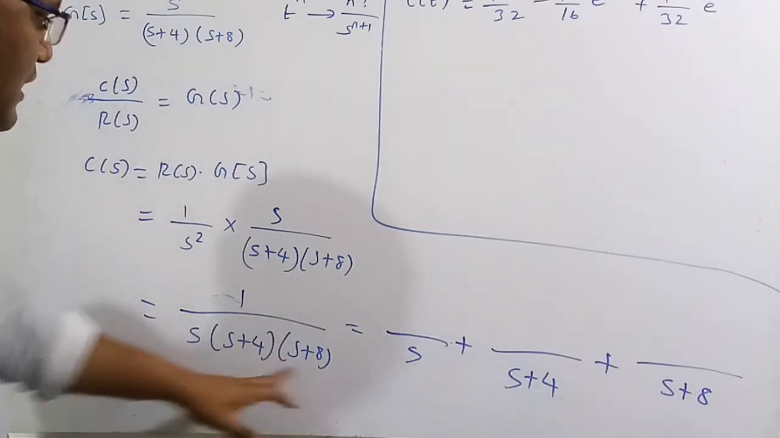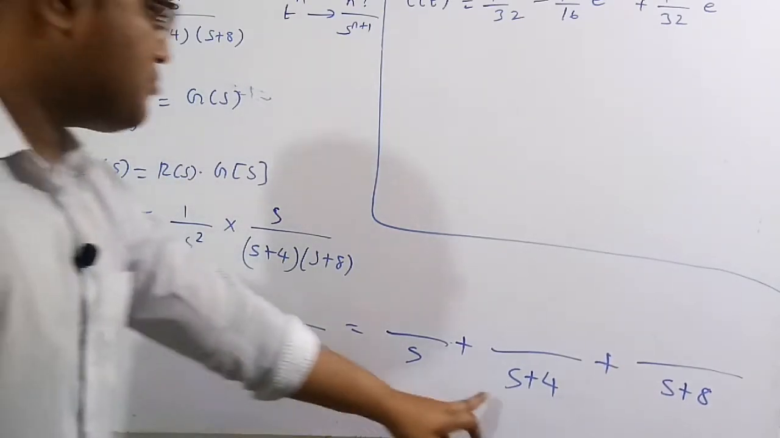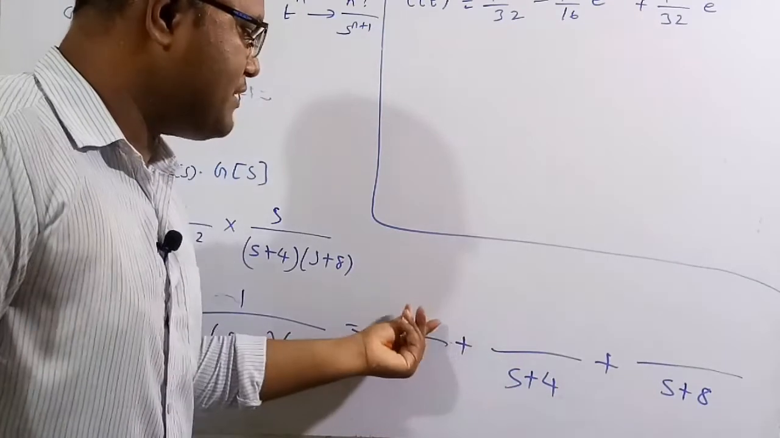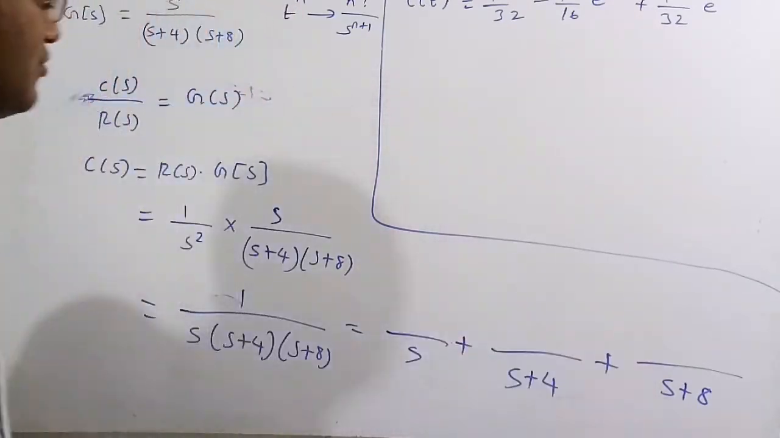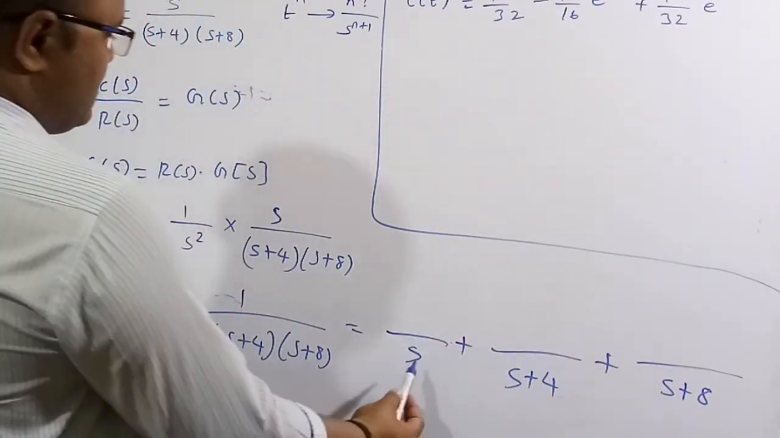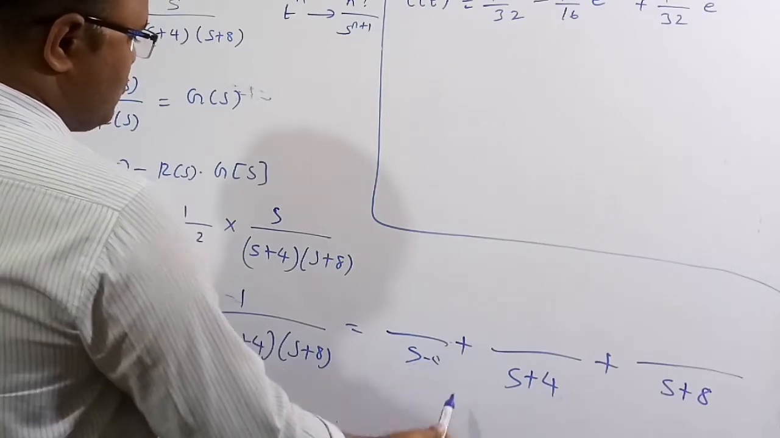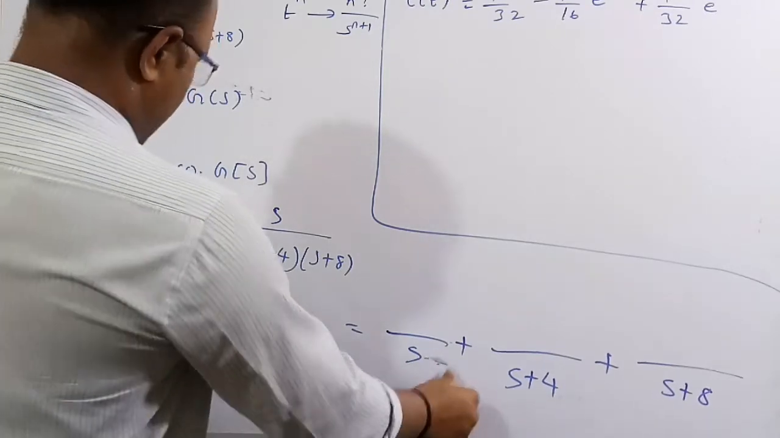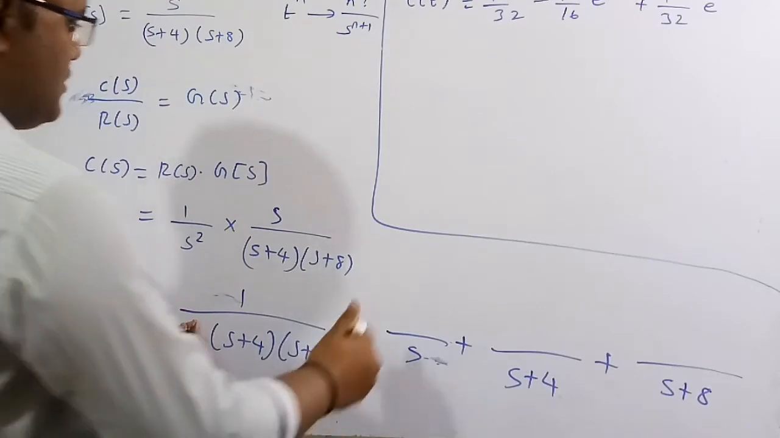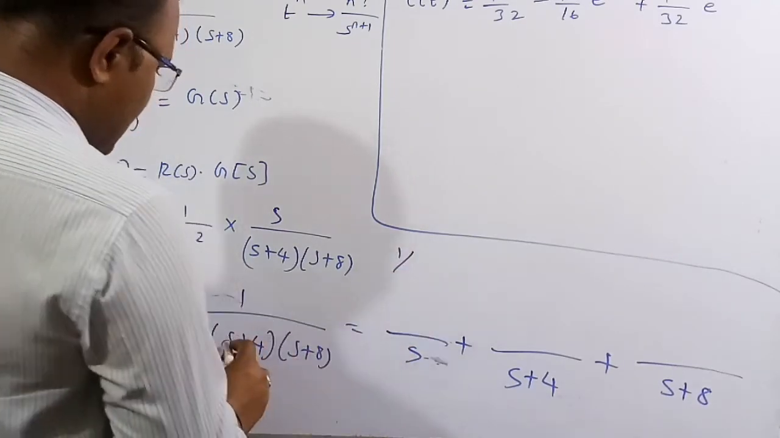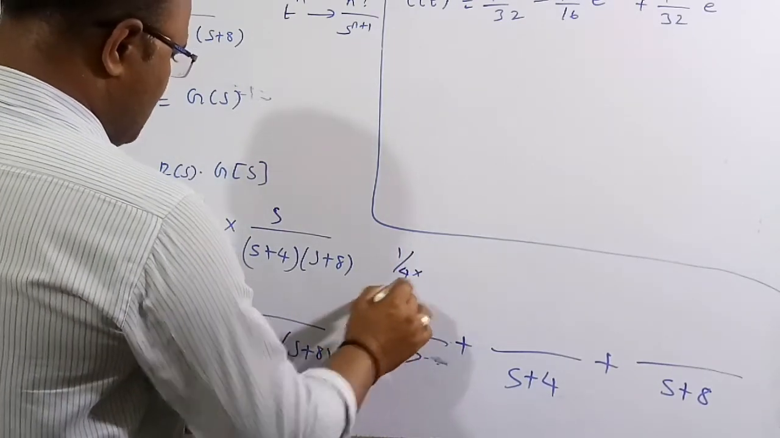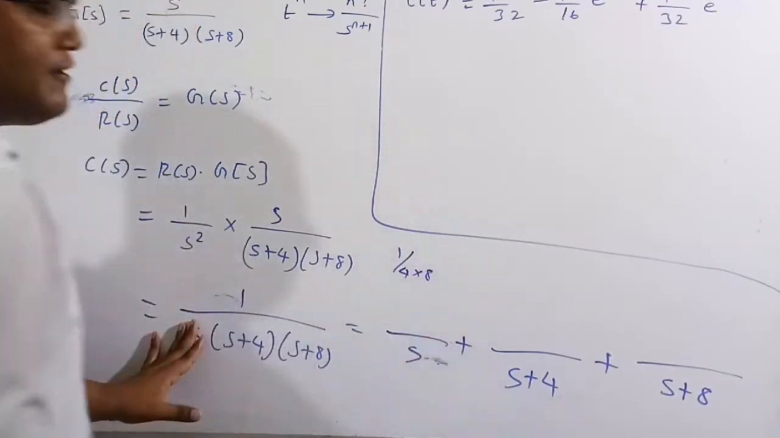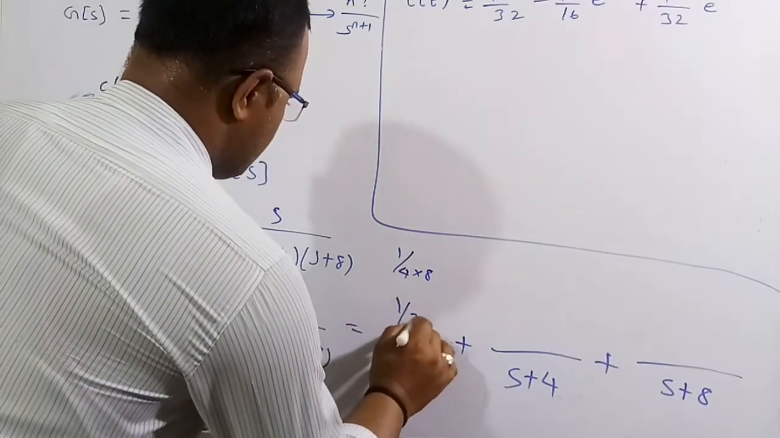So therefore here the denominator is s plus 4 and s plus 8. I want to know the coefficient for each and every term. Here, if s is equal to 0, because it is s minus 0, I can substitute s equal to 0 in the remaining terms, which gives 1 by 4 into 8, which is 32. So this is the coefficient, 1 by 32.